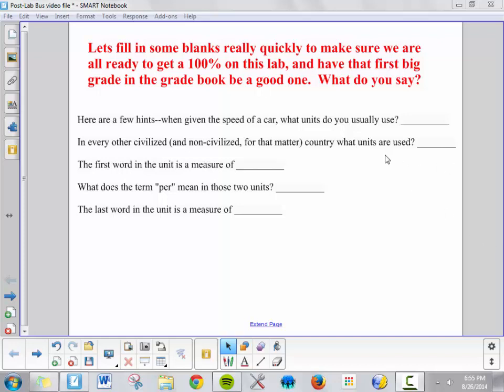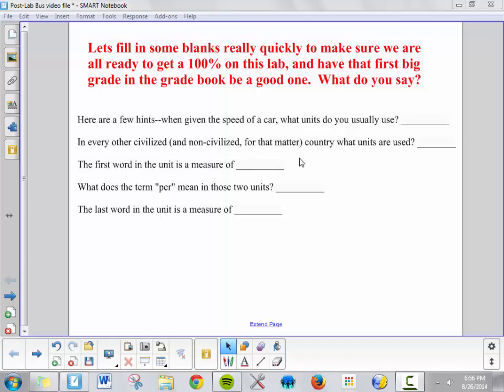On the first part, during the pre-lab, you were supposed to answer a set of questions to guide you towards the definition of speed. So, when given the speed of a car, what units do you usually use? That's, of course, miles per hour. In every other civilized and non-civilized, for that matter, country, what units are used? Well, all you had to do was a quick Google search and you would have found the answer is kilometers per hour. In both of these examples, miles per hour and kilometers per hour, the first word in both of those units is a measure of distance, of course, because kilometers and miles both measure distance.